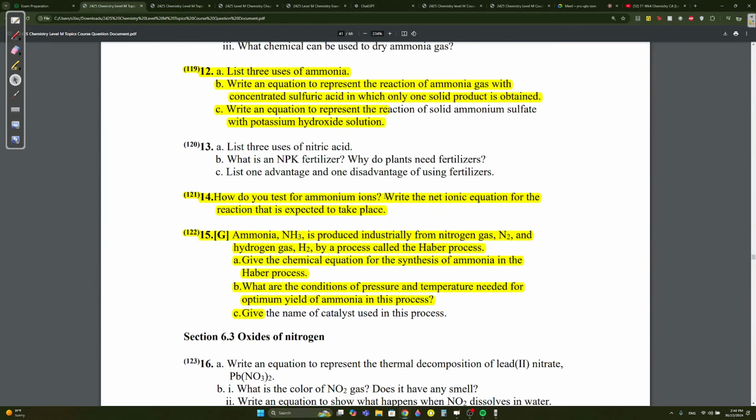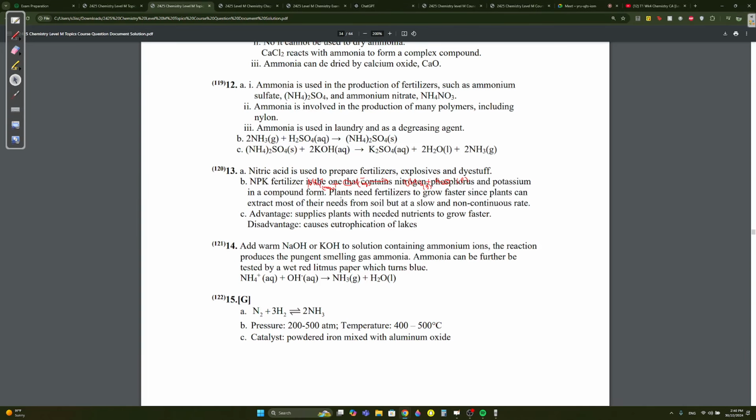How do you test for ammonium ions? Write the net ionic equation for the reaction expected to take place. To test for ammonium ions, you always heat it with a base, right? So ammonium ions, NH4 plus, with OH minus, produce NH3 and water. I just need to make sure of this. Aqueous. Okay. Add warm base. This is the equation. You always add a base and heat.